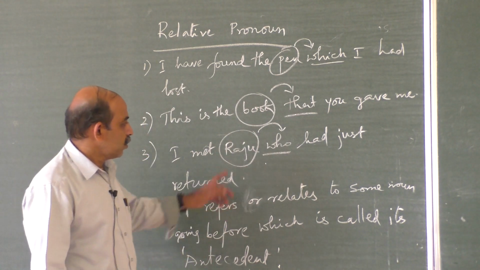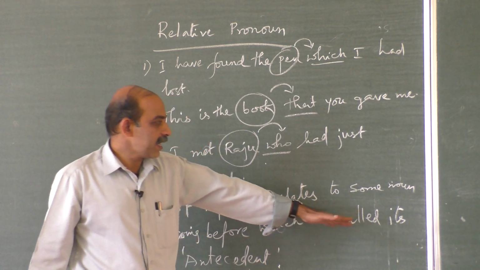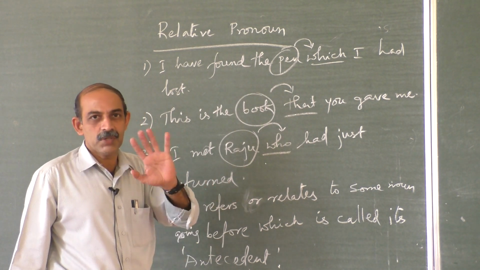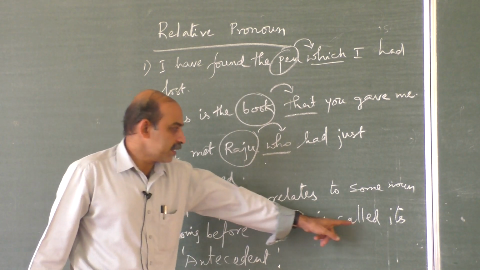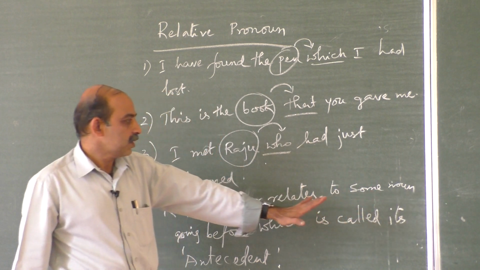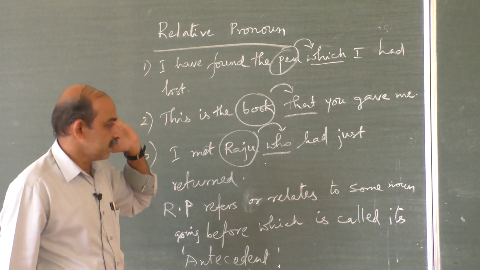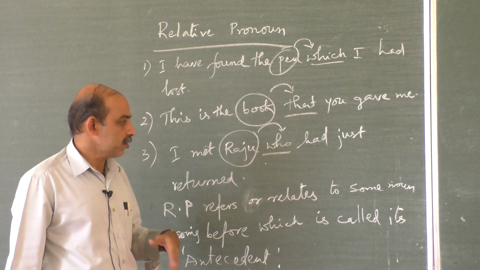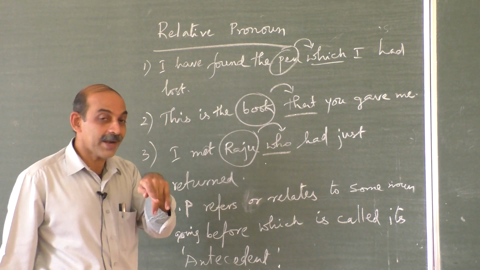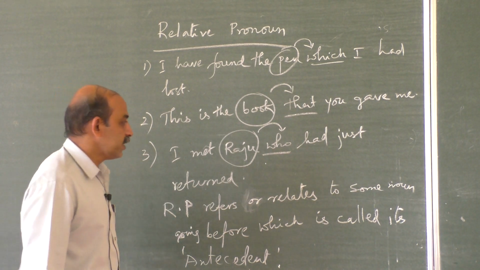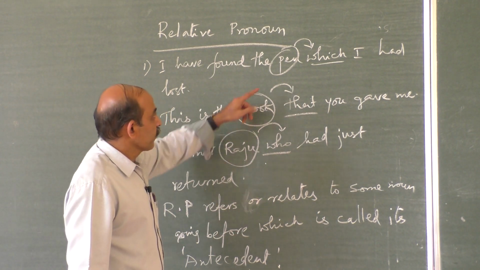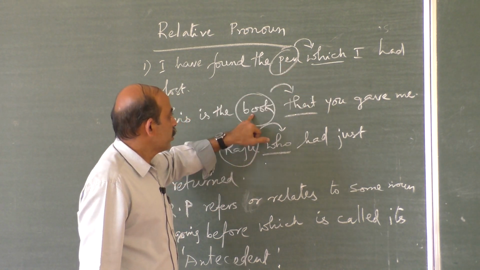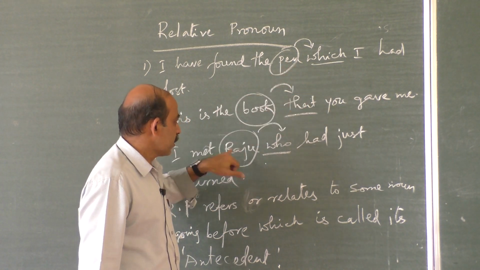So "called as" is not available. "Called as" is a wrong expression which many people use. We don't have to worry about it. But remember, it is not called as, it is called. He is called something. He is called the captain. He is called hero, not called as hero. Considered as is available, not called as. Please don't misunderstand. Now pen is the antecedent of which, book is the antecedent of that, Raju is the antecedent of who.